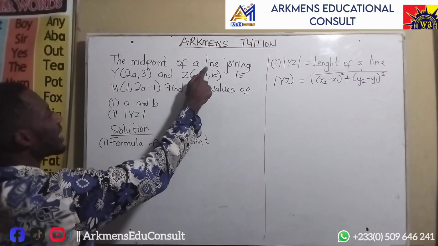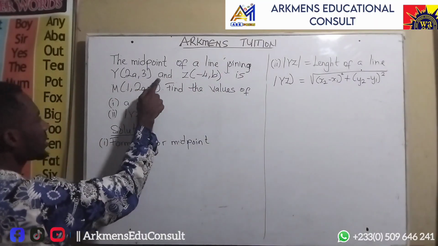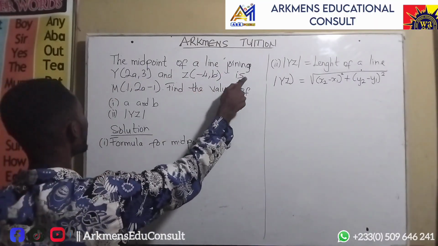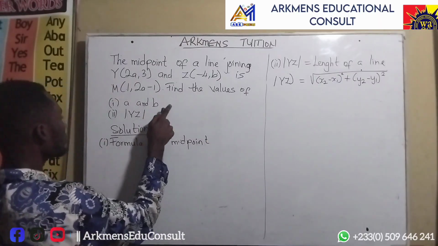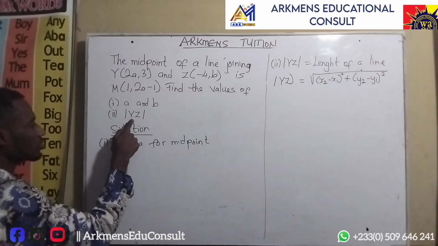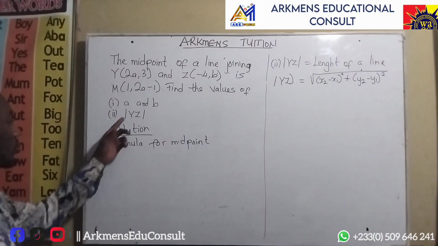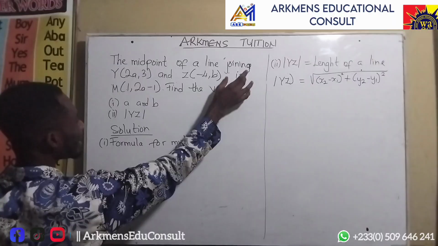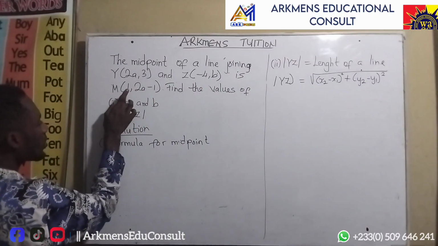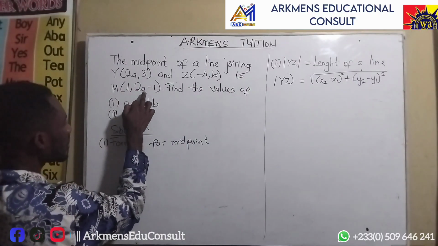The midpoint of a line joining Y(2a, 3) and Z(-4, b) is M(1, 2a - 1). Find the values of a and b. Then also find the length of YZ. That is the length of the line. So now the question makes it clear that the midpoint of the line is M. The coordinate of the midpoint is (1, 2a - 1).